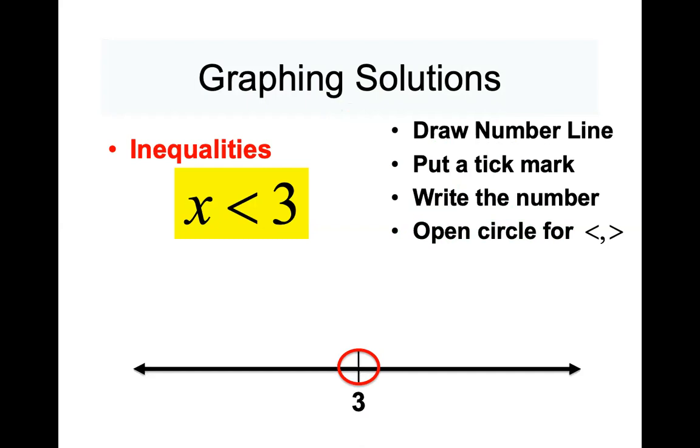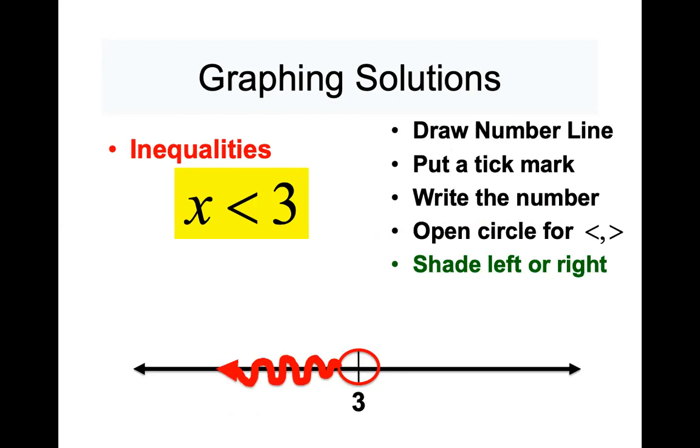Because 3 is... Always go variable first, then number. Variable means the letter. So x is less than 3. I always recommend you say the word the answers or the solutions. Instead of saying the word x, we say the solutions or the answers are less than 3. Where are the numbers that are smaller than 3? And that's why we shade that way.